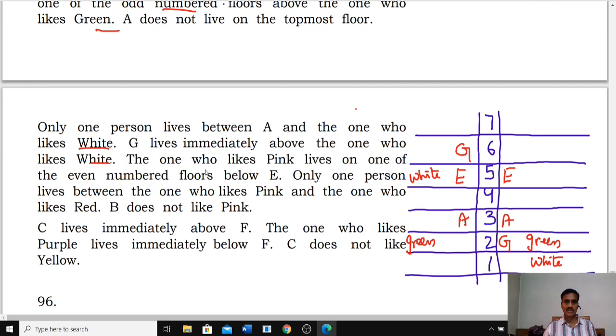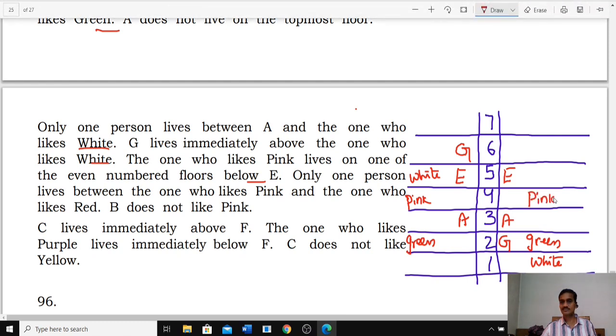And next one. The one who likes pink lives on one of the even number floors below E. E is on the 5th floor, so pink can be on the 4th or the 2nd. 2nd is not possible, hence pink is here. Pink can be on the 4th or the 2nd, hence pink must be at this place.